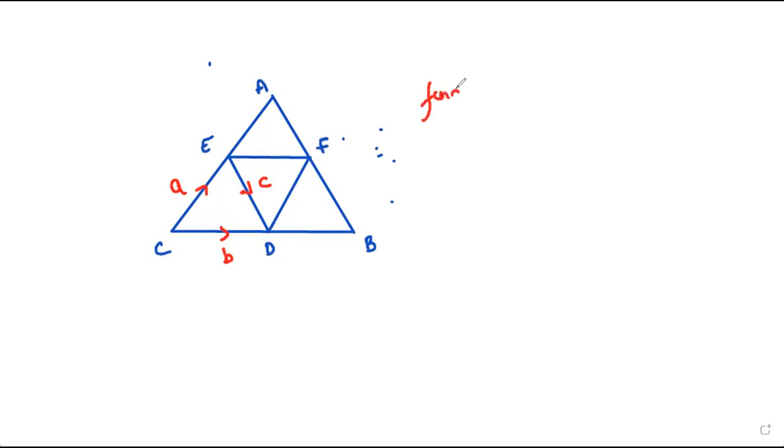Find vector A to F, vector A to E, vector F to B, vector E to D. Solve these four and write down your answer in the chat section.